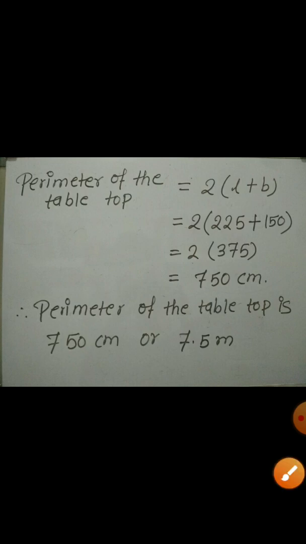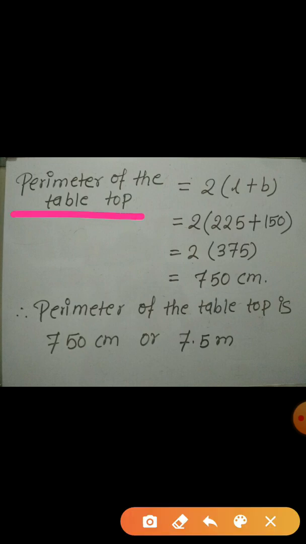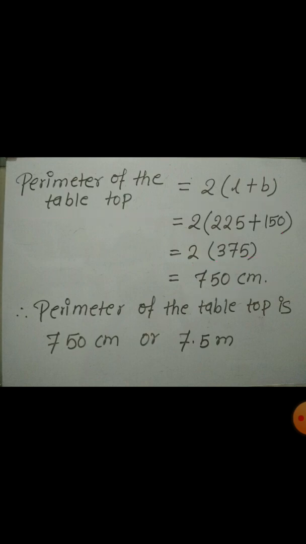Now we have to find out the perimeter of the tabletop. So the perimeter of a tabletop is the same as the perimeter of a rectangle. Here I am going to use the formula 2 times (length plus breadth). Now substitute the values of length and breadth in the given formula. So it becomes 2 times (225 plus 150). Now 225 plus 150 comes 375. So 2 times 375 comes 750 centimeter. So the final answer is 750 centimeter.